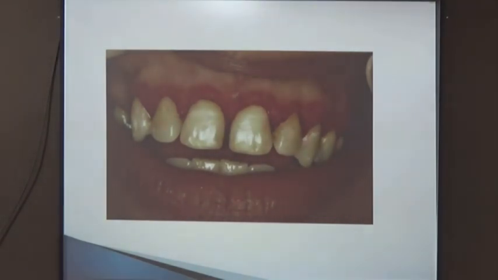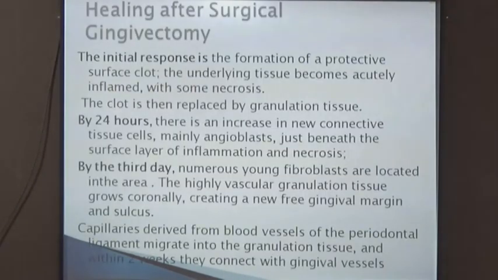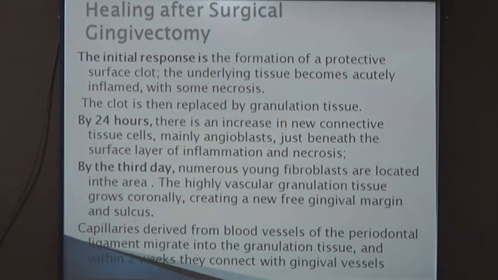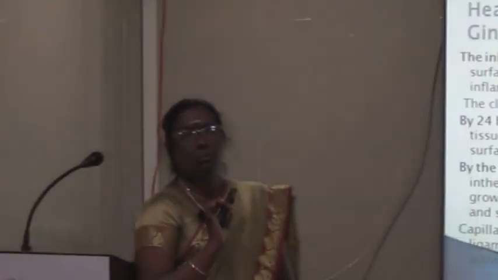See, after the gingivectomy, see how the healing takes place. The initial response is the formation of a protein clot. Immediately what comes is clot. Why are they giving more importance to the clot? It contains growth factors. It has platelet derived growth factor AA and BB. Apart from that, they will have vascular growth factor. These are very important for the healing. So immediately the first thing which should come to your mind is a clot. Okay. And then it becomes acutely inflamed with some necrosis.